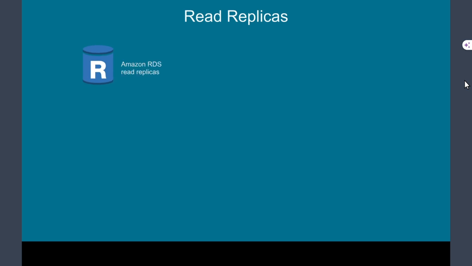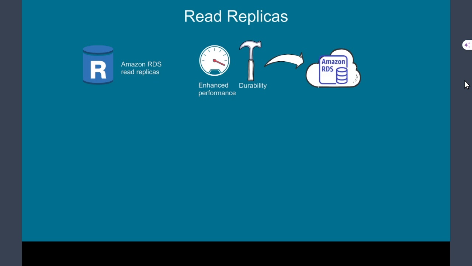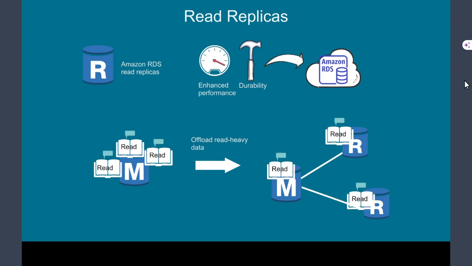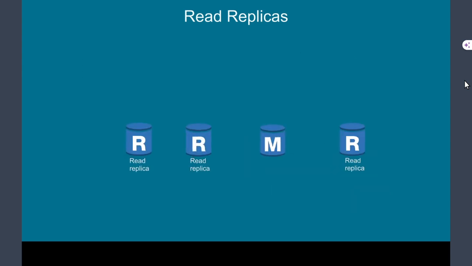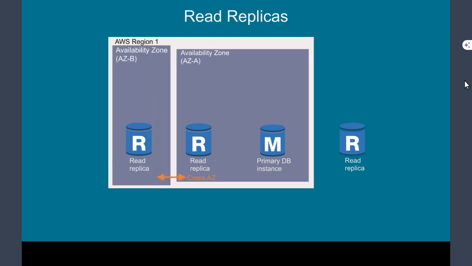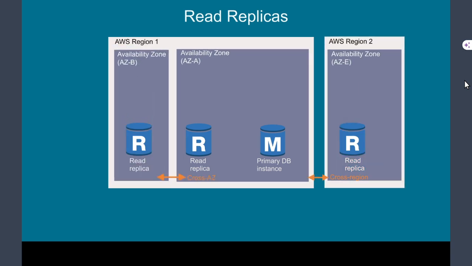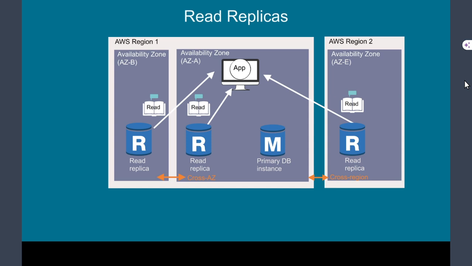Amazon RDS read replicas provide enhanced performance and durability for RDS database (DB) instances. It helps to offload read-heavy database workloads. You can create one or more read replicas of a given primary DB instance within an availability zone, cross-AZ or cross-region. The read replica operates as a DB instance that allows only read-only connections, while the master or primary DB instance allows both read and write connections to your application. Updates made to the primary DB instance are asynchronously copied to the read replica.